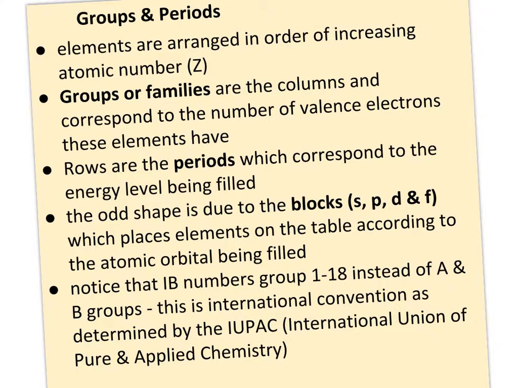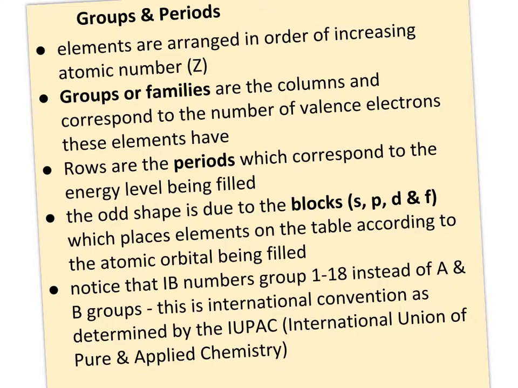Okay, some terminology and symbols you should keep in mind with the periodic table. First of all, the elements are arranged in order of increasing atomic number, which is abbreviated Z. And remember, that's really increasing number of protons. Groups or families are the columns, and they're arranged in families according to how many valence electrons these elements have. The rows, or the horizontal rows, the periods, correspond to the energy level being filled.